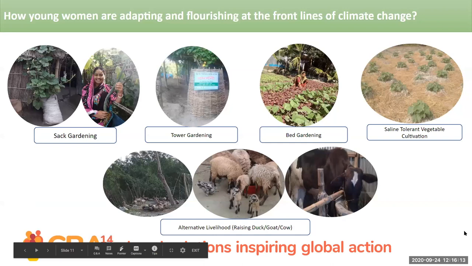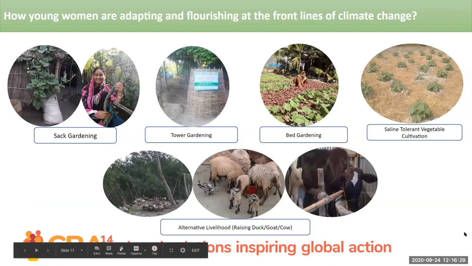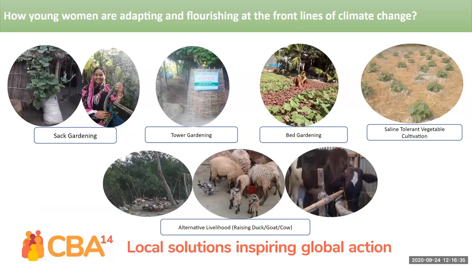However, now many community people, especially young women, are taking a plethora of initiatives for adapting and thriving at the climate change frontline. So for example, they're planting vegetables on sacks and or towers. They're also practicing bed gardening. In the southern part of Bangladesh, people are using saline tolerant seeds to ensure sustainable food security. In addition, most of them are raising ducks, goats, and cows as alternative livelihood because they believe that multiple working options for vulnerable community can be a window of success. Next slide, please.